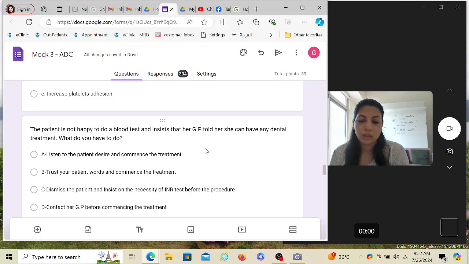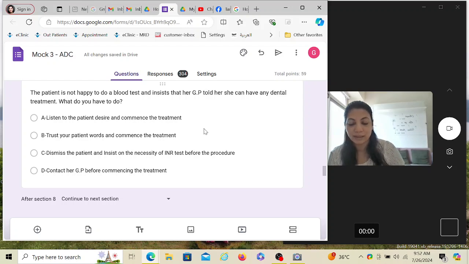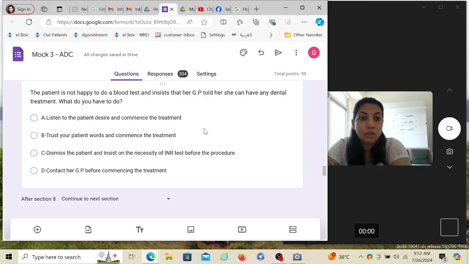Even if the patient says, doctor, why don't you just do it? I spoke to my doctor. Fair enough. But since I'm your doctor, I need to be concerned about your own safety. And that is why let me speak to your GP, or you can get a clearance through your GP. So, listen to the patient's desire and commence the treatment now? You are a doctor. You are not some carpenter or plumber that whenever a person says something, you just go ahead and do it. No offense to them. I'm just telling you that it's not something that you just fix. You are treating a human being basically. Trust your patient's words and commence the treatment?